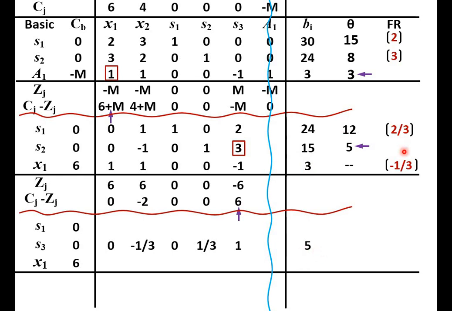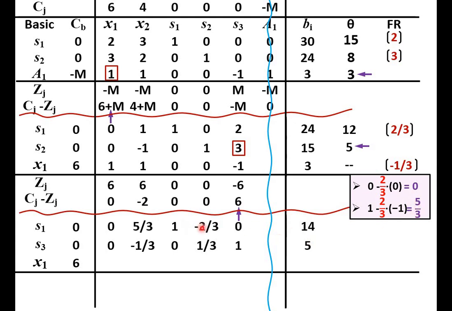Now next, with the help of this fraction ratio, you can find the new values for the remaining two rows. So first, I am going to find the new values for first row. So 0 minus 2 by 3 into 0. Simplify, so you will get 0. Next, 1 minus 2 by 3 into minus 1. So here minus minus plus, and so that you will get 5 by 3. And similarly you can find the remaining values.